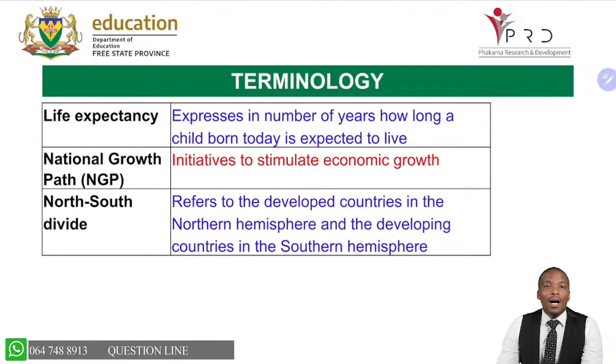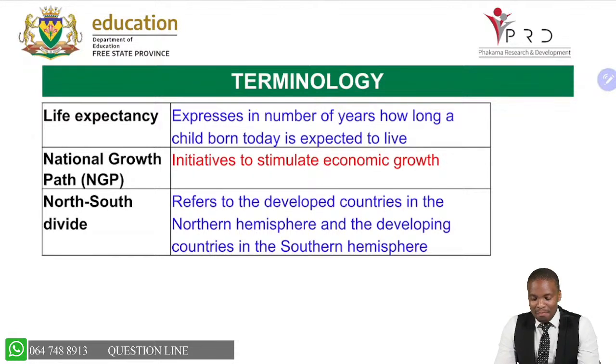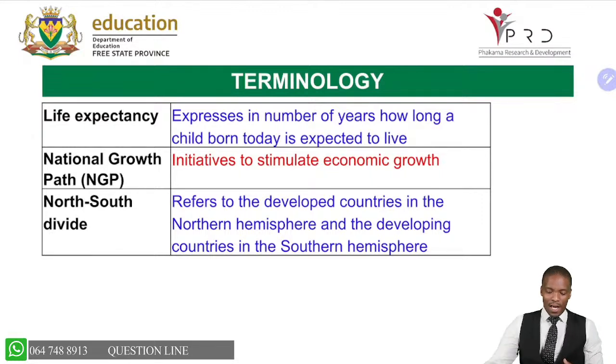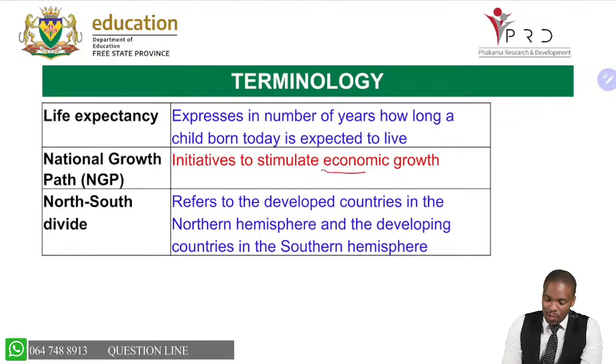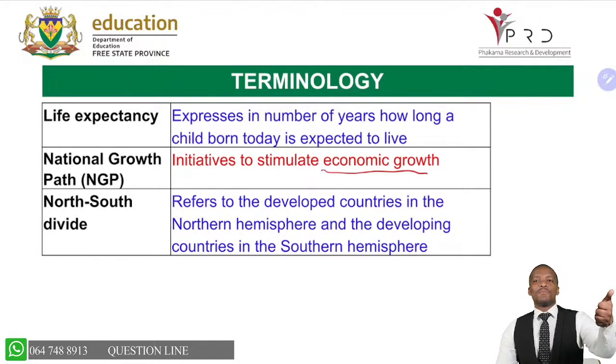Then the next one is our life expectancy. Here we are saying it expresses in number of years how long a child that is born today is expected to live. The number of years. You'll notice that when we do the difference between the North countries as well as the South countries, the life expectancy will tend to differ then. The new growth path is also another policy by the government. This initiative is to stimulate what? Economic growth, the first macroeconomic objective.